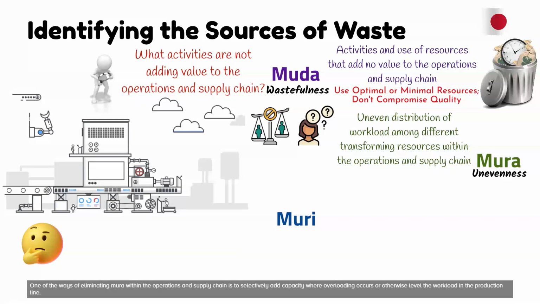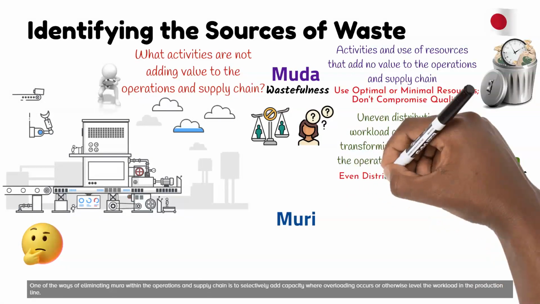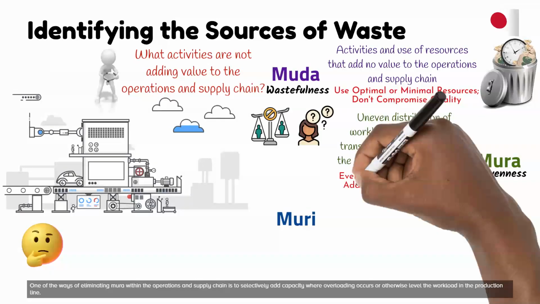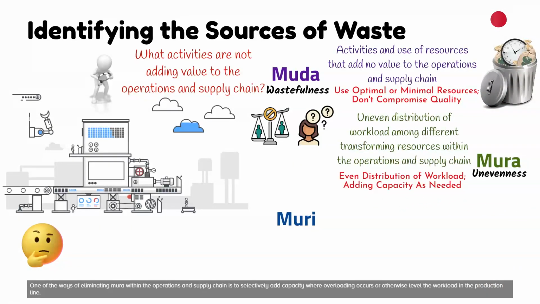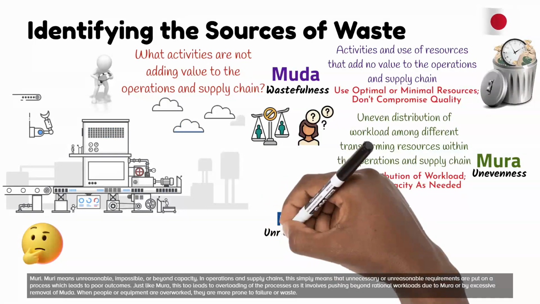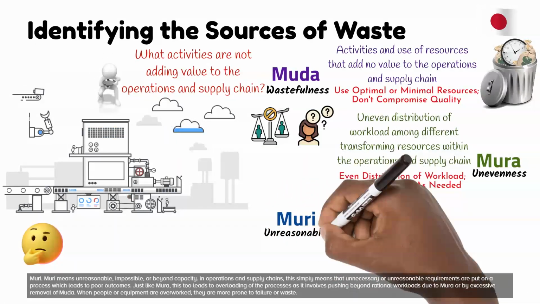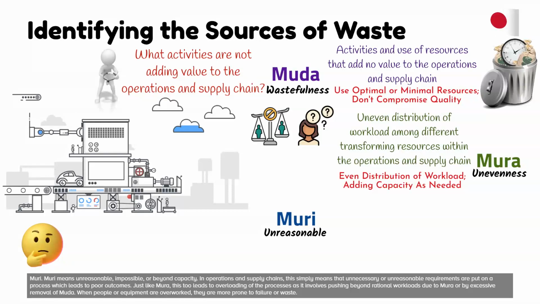One of the ways of eliminating mura within the operations and supply chain is to selectively add capacity where overloading occurs or otherwise level the workload in the production line. Muri. Muri means unreasonable, impossible, or beyond capacity.